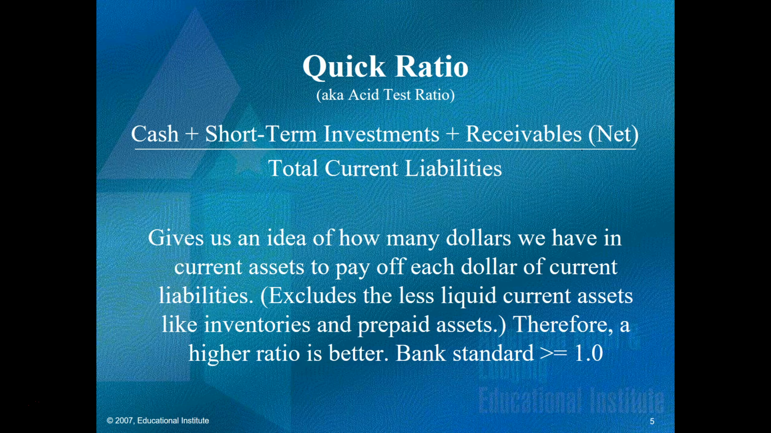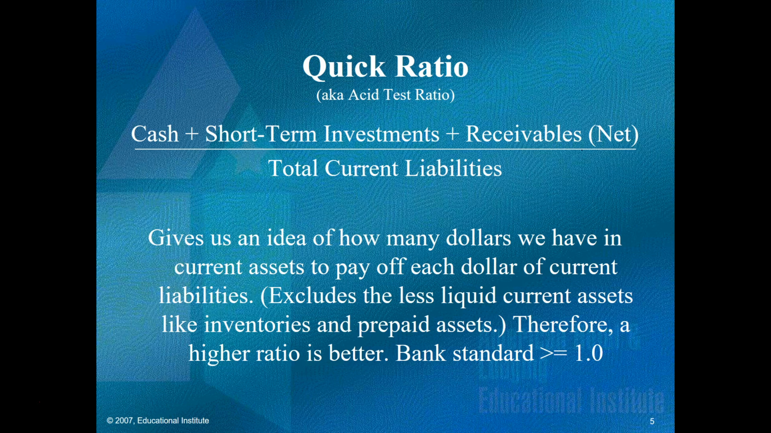We still use total current liabilities. Here, this one is sort of a backup: if the crap hits the fan and we had to really work on getting some cash in to get somebody paid, how quickly could we do it? Again, it gives us an idea how many dollars we have in current assets to pay off each dollar of current liabilities in general, but it excludes the less liquid current assets like inventories and prepaid assets.